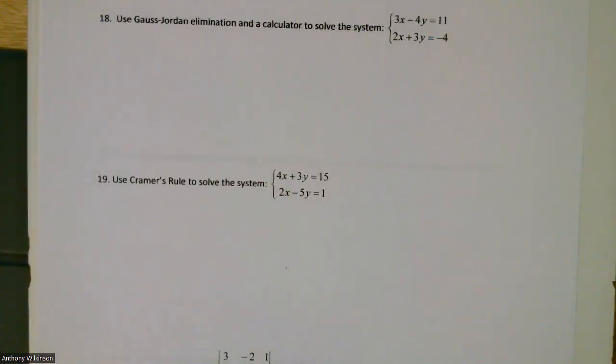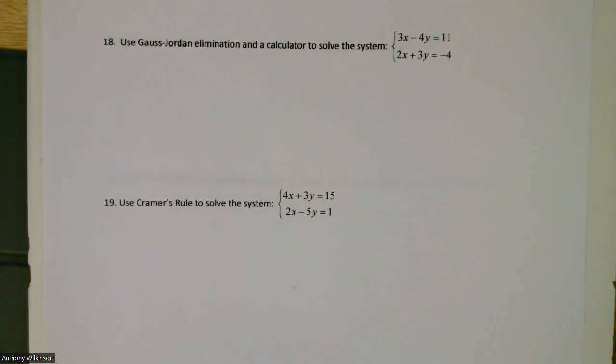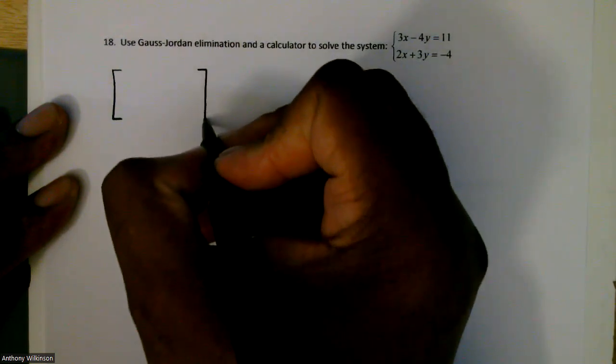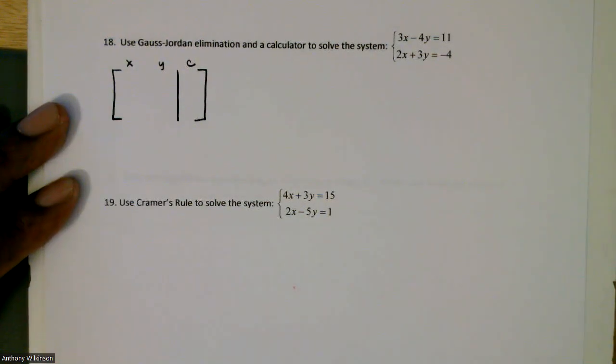All right, problem number 18 is using Gaussian elimination and the calculator to solve the system. Here you got 3x minus 4y is equal to 11 and 2x plus 3y is equal to -4. So in this case here, we need to first write this system as an augmented matrix. And what an augmented matrix is this. You have square brackets. The vertical bar represents the equal sign. The first column will be the coefficient of x. Second column is the coefficient of y. Your c is your constant term.